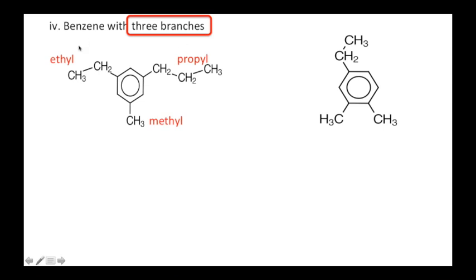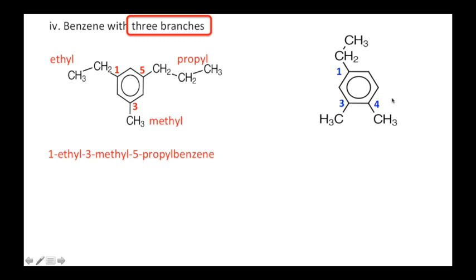Now let's just name it alphabetically. And so, because we have an even spread here, we've got branch space, branch space, branch space. We can number it this way. Okay, and so I've got 1, 3, and 5. 1-ethyl-3-methyl-5-propylbenzene. Great. Okay, this one's a little trickier here.